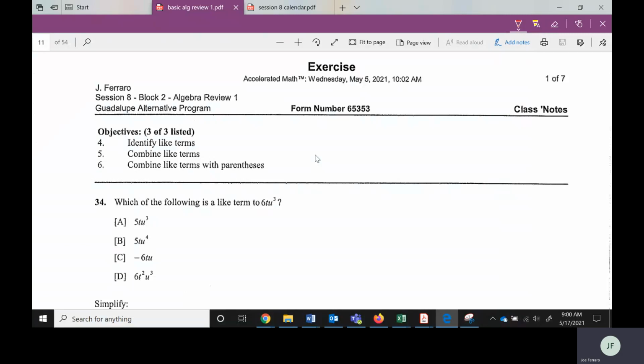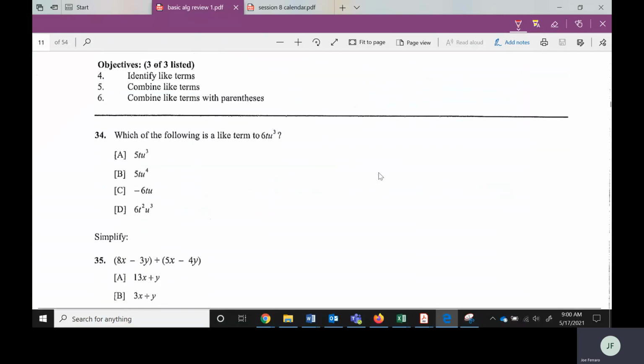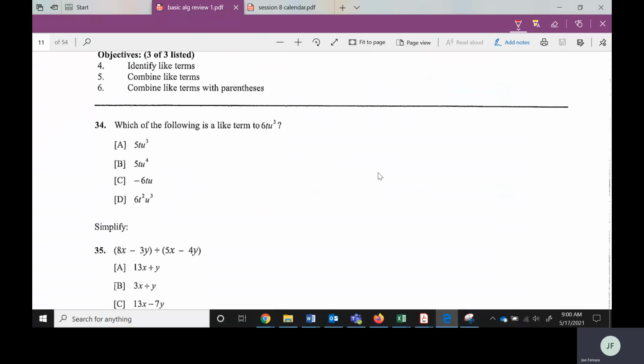It's all about like terms. Should be a little quicker video than some of ours in the past. First thing we're going to do is just start with some notes on the side here. Not very many, but and talk about what like terms are.